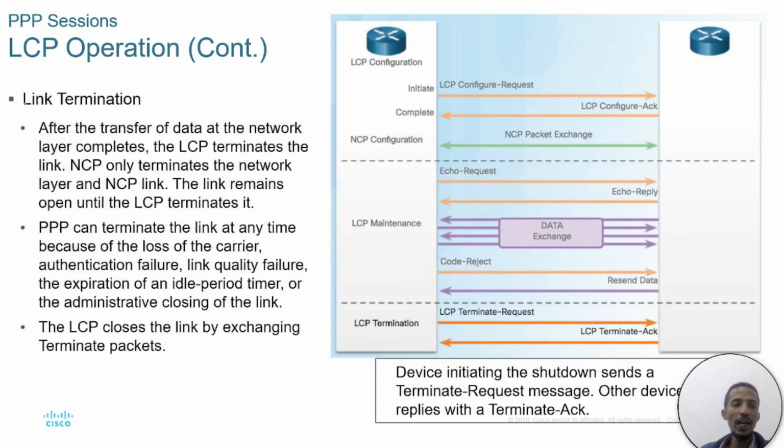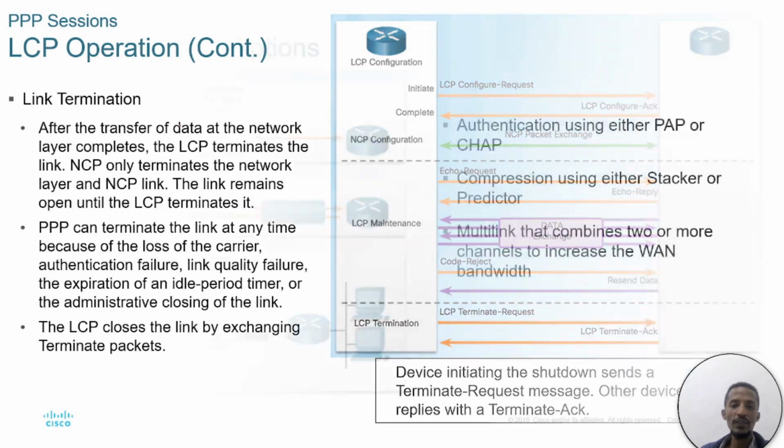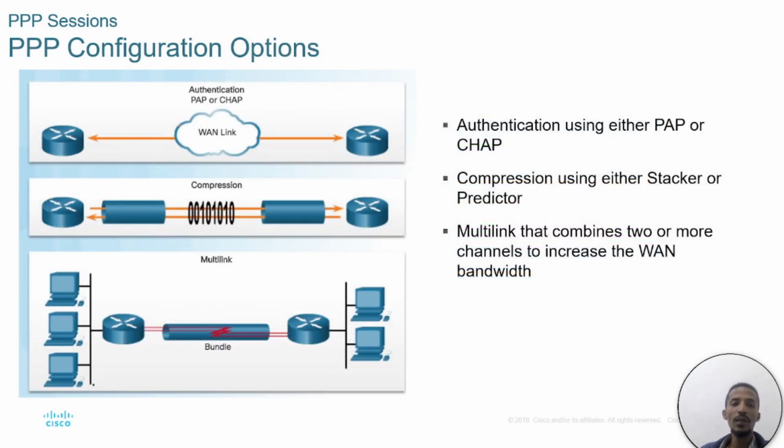So finally, we'll have the link termination after transmission and so on. But one of the configurations is what? Authentication. So we can authenticate. Authentication can be established. Why do we need authentication? So that sending and receiving of data, unless they have authenticated, they cannot send and receive. So this is one of the mechanisms.